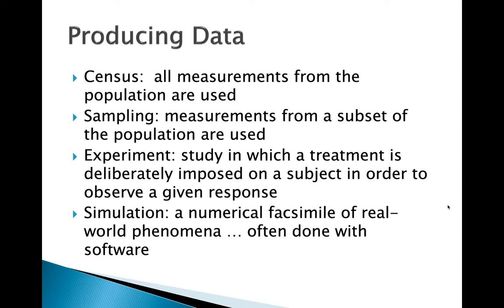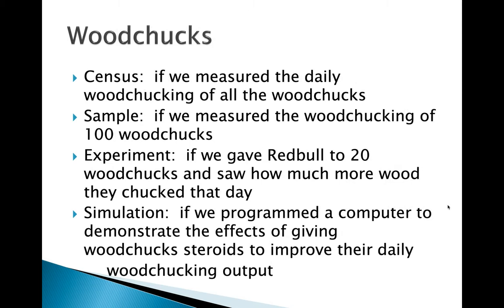Now, there's another way, it's called simulation. Sometimes you can't conduct the experiment for ethical reasons, or it would be too expensive, or really bad things can happen if you do the experiment and it goes wrong. And so researchers use simulation. That's going to be a numerical facsimile of real world phenomena, often done with software. They take all the known information and the probabilities of certain events occurring, and they come up with a simulation.